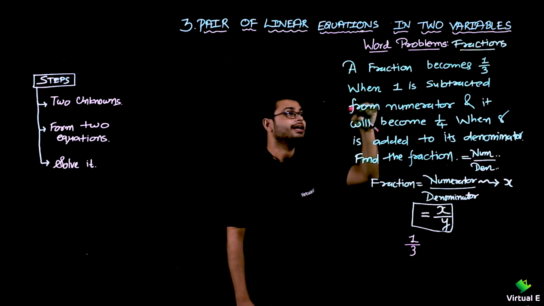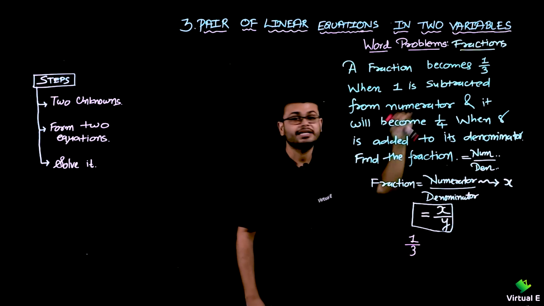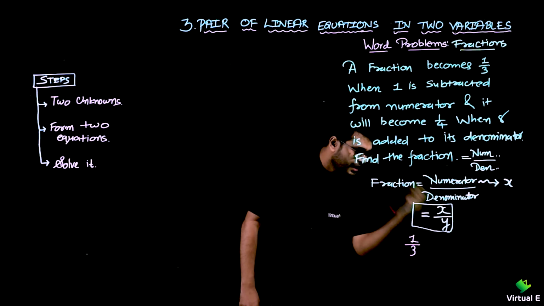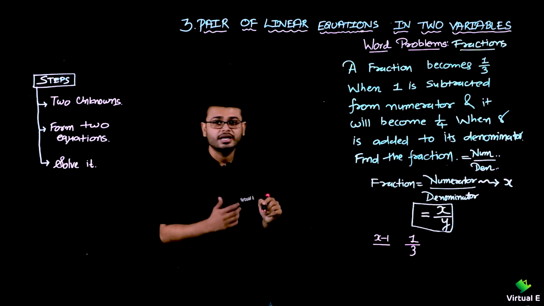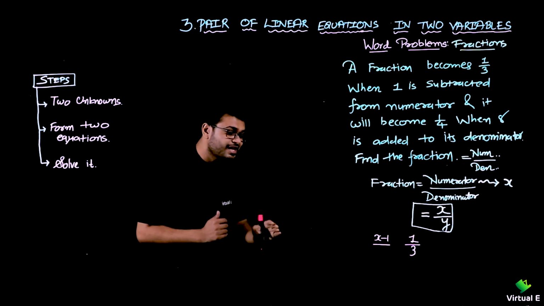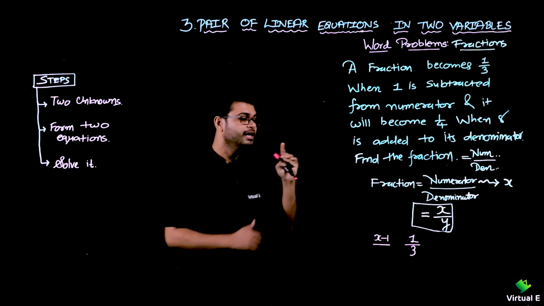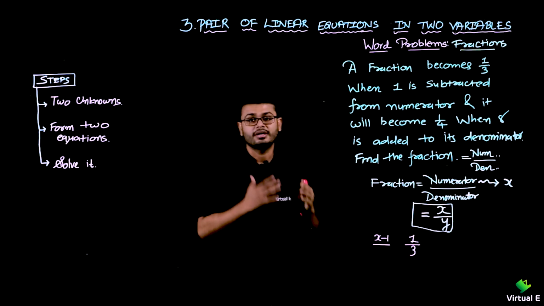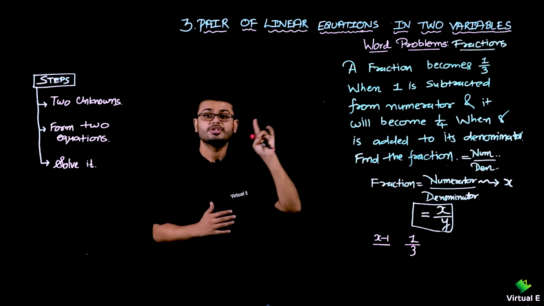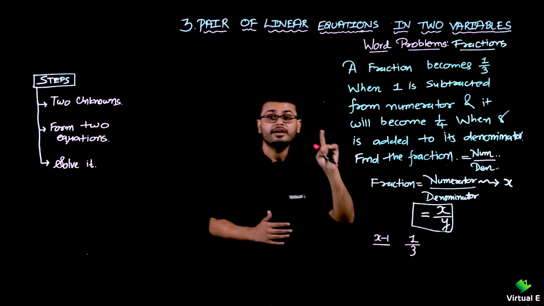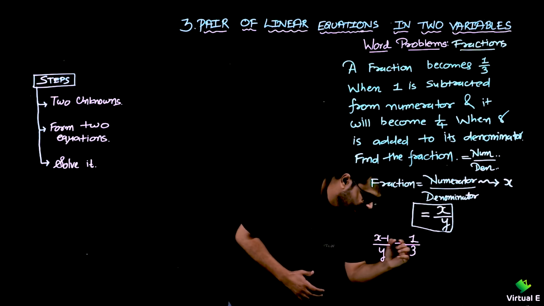I've written, when 1 is subtracted from the numerator. See properly, 1 is subtracted from the numerator. My numerator is x, so I will be subtracting 1 from it. And what about the denominator? Will I keep it the same, or will I also subtract 1 from the denominator? Don't think of any incorrect situations on your own. No information is given about the denominator, which means there is no change in the denominator. It will remain as only y.